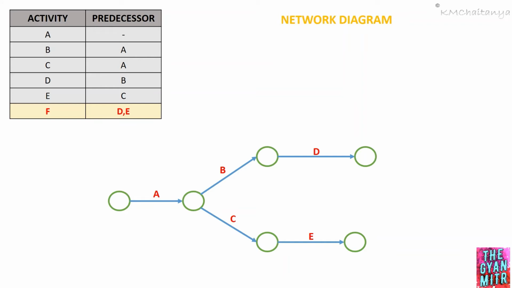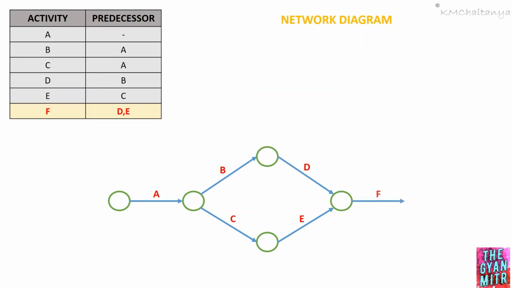So in order to have activity F with predecessors D and E, we have to merge activity D and activity E. Now from here we can draw activity F, and we can show the completion of activity F using an event. So this is how we have to draw the network diagram for the given activity predecessor.